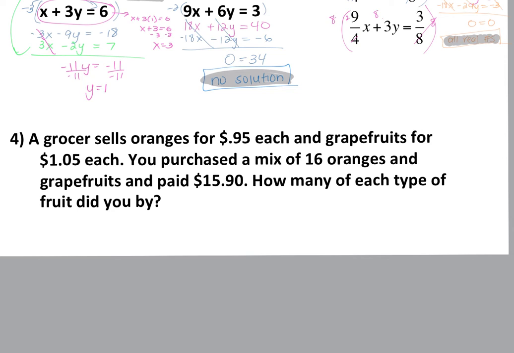So if we're setting up our variables, we can call the oranges X. You could call the grapefruit Y. You could have done O and G. It doesn't matter what you're going to do for your variables as long as you know which one's which. So what's one equation that you set up?